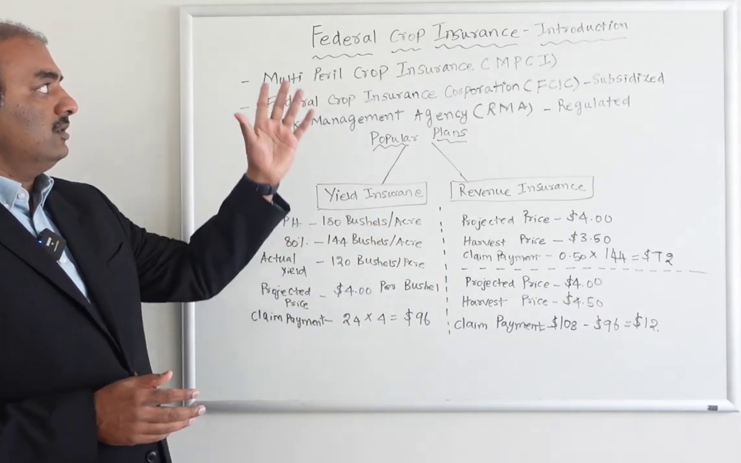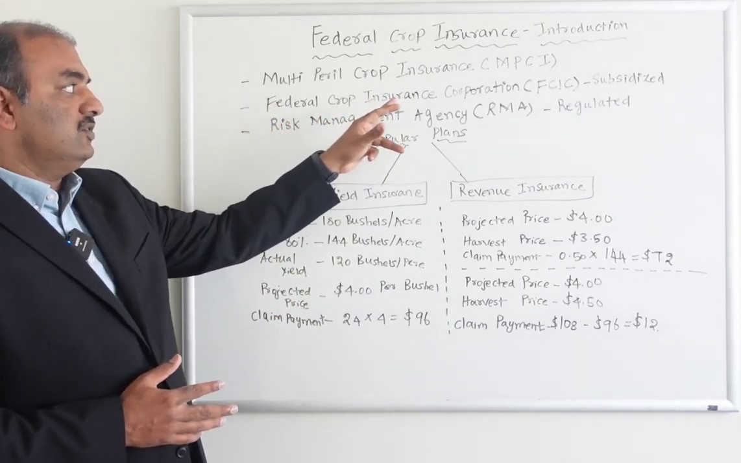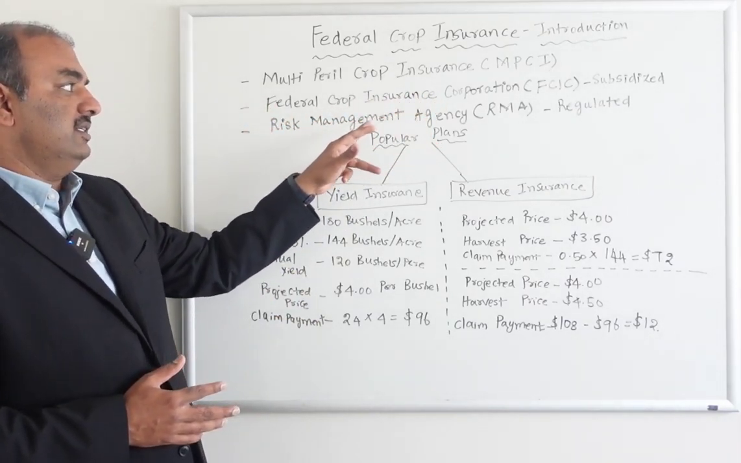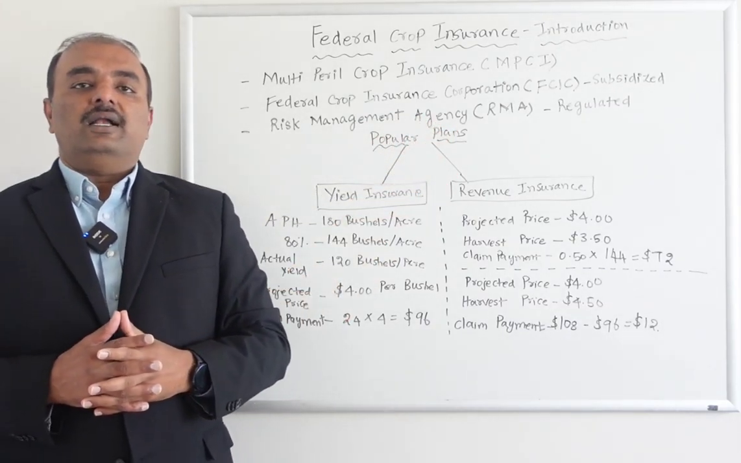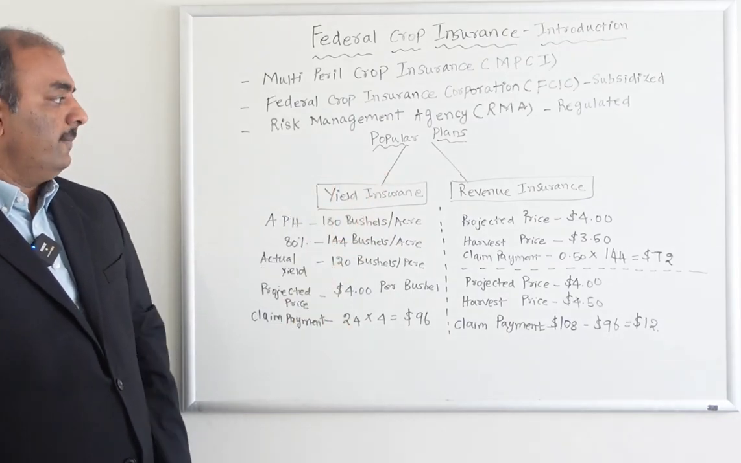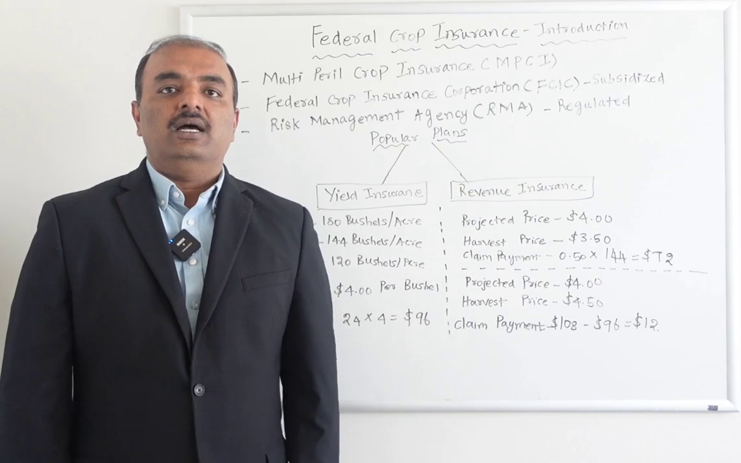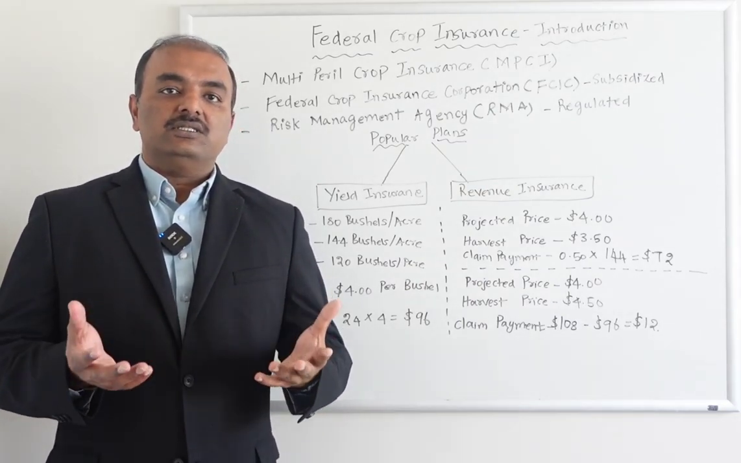Now, we talked about crop insurance. We talked about the role of the Federal Crop Insurance Corporation and the Risk Management Agency. Now, at a high level, there are multiple plans, but the most popular plans are yield insurance as well as revenue insurance. At a high level, yield insurance gives protection.